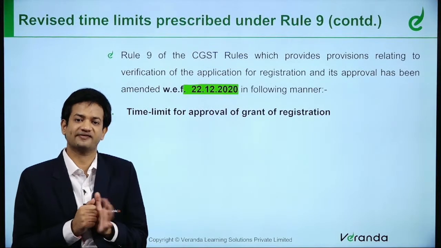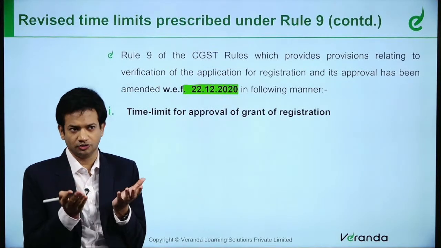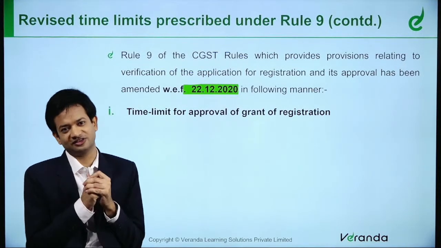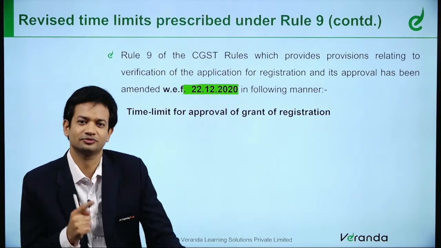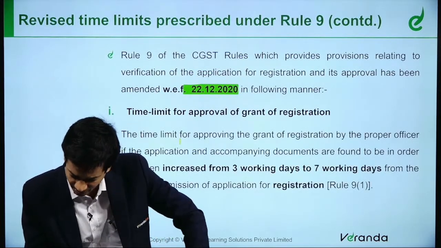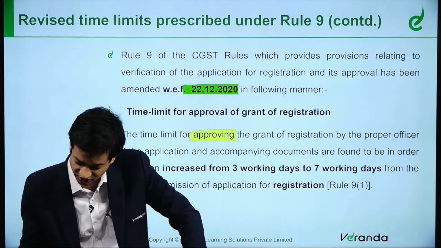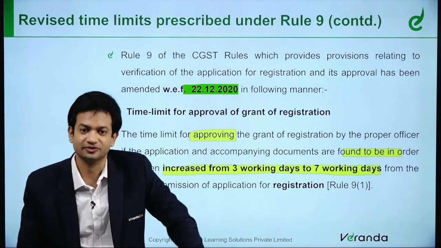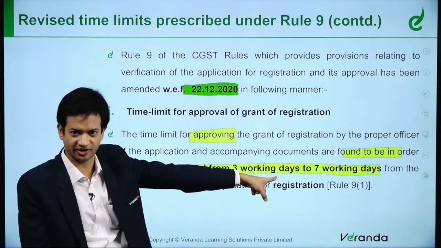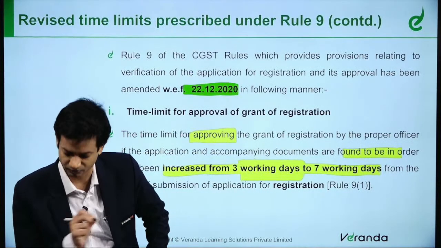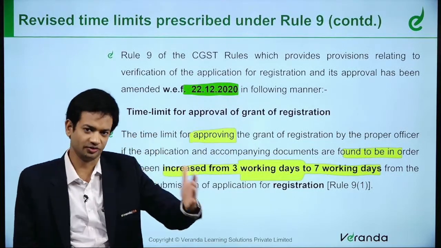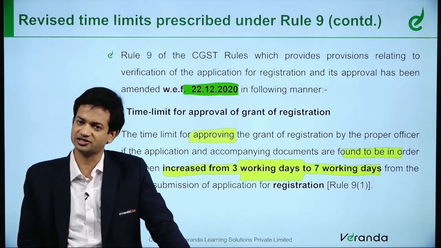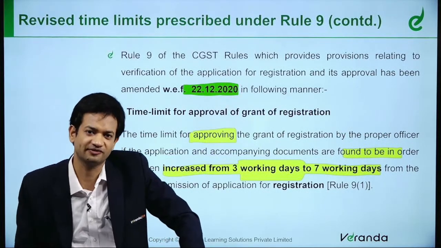Now, both limits have been extended to 7 days. So, if I submit an application, if it's all right, the officer should grant registration within 7 days. If it is not all right, issue a notice within 7 days. Both were earlier 3 days, extended to now 7 days. The time limit for approving the grant of registration, if the documents are found in order, has been increased from 3 days to 7 working days. So, earlier it was 3 working days, please note here it's working days. Now it is 7 working days. That's it. So, if everything is found in order, the officer was required to approve within 3 days. Now it has been extended to 7 days. A little more time has been given to the GST officers.